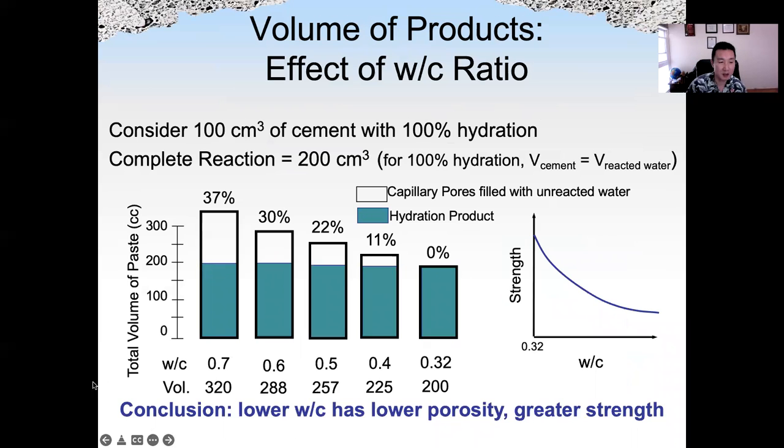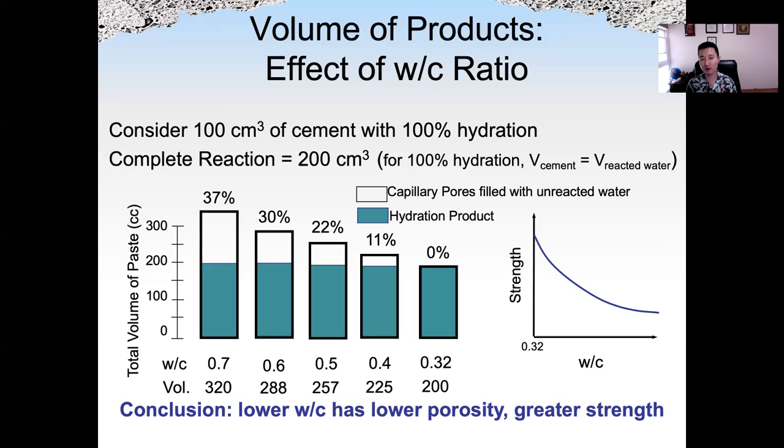So here is another experiment. It shows us the effect of water to cement ratio. Again, we consider 100 cc of cement, but all the cement will be 100% hydrated, let's say after 1 year. So all the cement is consumed if the water to cement ratio is larger than 0.32. As you can see from here, we have 5 samples. The water cement ratio is 0.7, 0.6, 0.5, 0.4, and 0.32. When the water cement ratio is 0.32, we have full hydration.